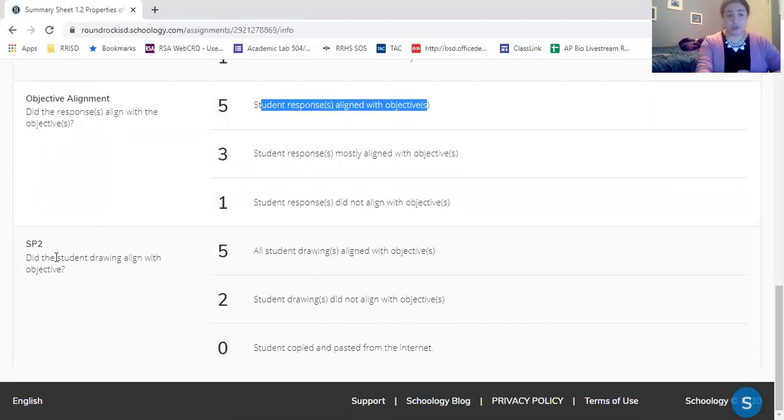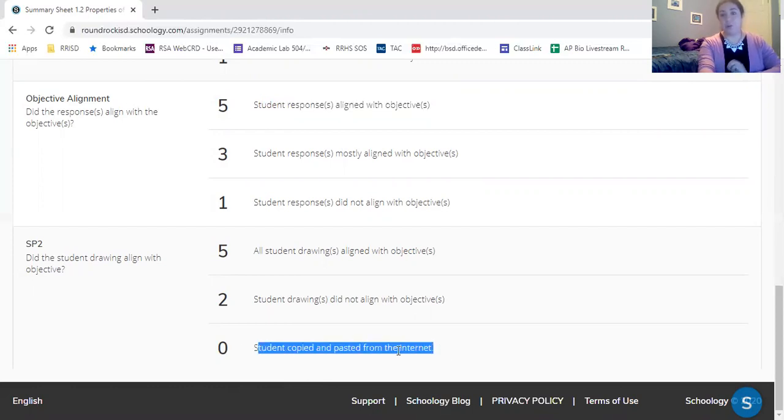Then science practice 2. So science practice 2, College Board has brought in this past year, and it is a drawing of a concept. And so this must be your hand drawing, okay? It cannot be copied and pasted from the internet. You'll see that if you copy and paste from the internet, you get 0 points. So you may need to take a picture with your phone, with your electronic device. In some way, this needs to be drawn on a piece of paper, and it must align with the objective. So it's not going to be a random drawing. It's going to be a drawing that supports the objective for that topic.